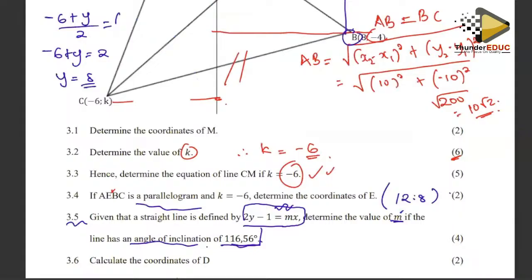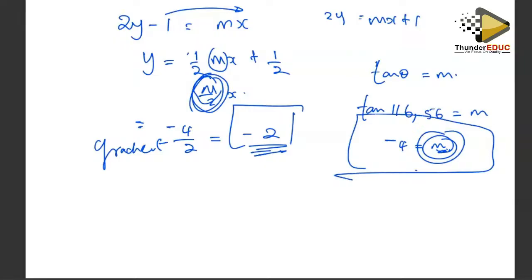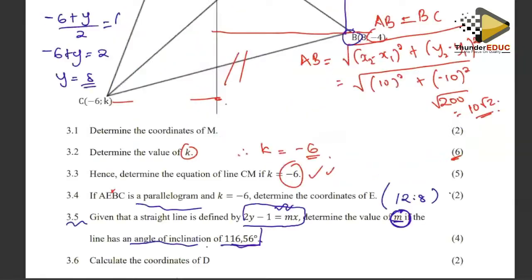But what was the question asking for? Determine the value of m. So I'm not sure, because if the question was asking for the gradient, then I would have gone for the -2. But if they're asking for m, then this would make a lot of sense. I don't know. Let's see what you guys have to say about that.